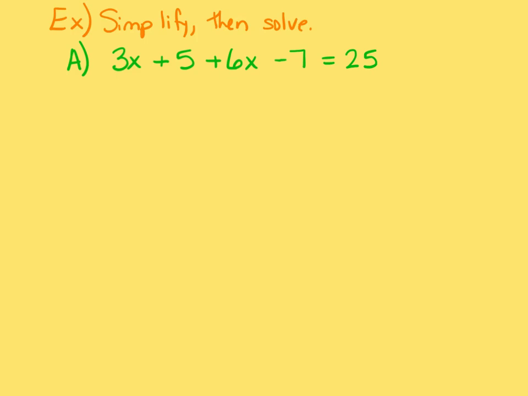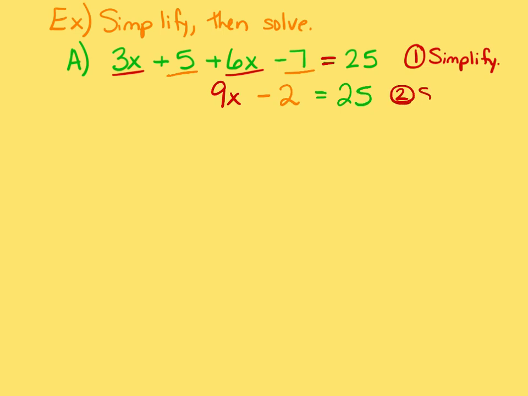So our first step is to simplify. So we see what like terms we have. We have 3x and we have 6x. They are like terms on the same side of the equal sign, which is right here. And 3x plus 6x is 9x. Then we have a positive 5 and a negative 7. 5 minus 7 is negative 2. They're like terms, they're both just constants. And we bring everything down, and now we notice we have a two-step equation, so we're ready to solve.